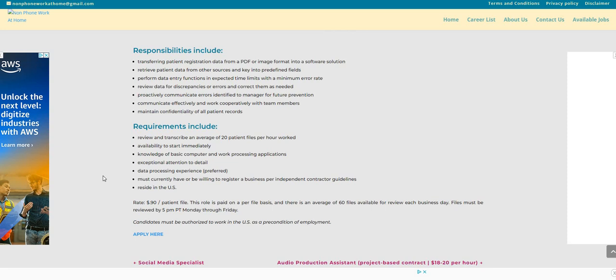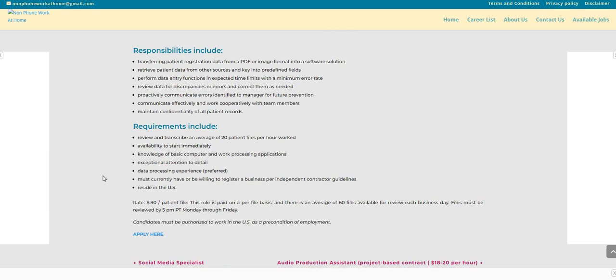It says 90 cents per patient file. This role is paid on a per file basis, and there is an average of 60 files available for review each business day. So if you multiply 90 cents times 60, you will come up with $54 a day. And that is how I arrived at that number. You guys do the math.